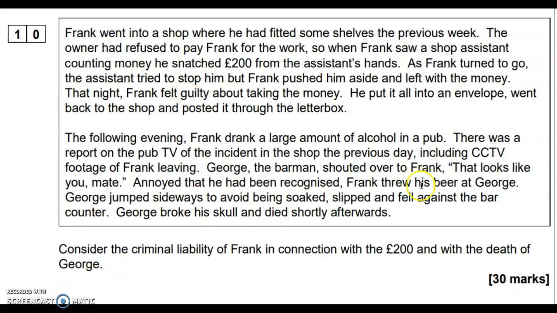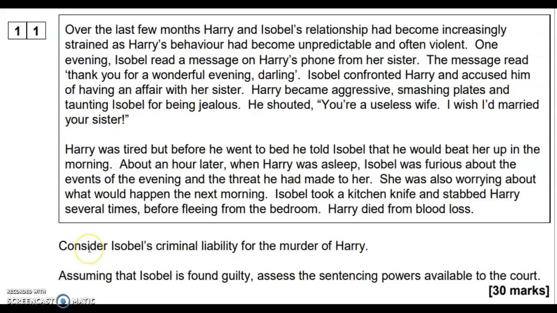So that's what you'd need to do for question 10. Let's scroll down and have a look at the next 30-mark question. So question 11 is our other 30 marker. You can see it here, and you're being asked to consider Isabel's criminal liability for the murder of Harry.